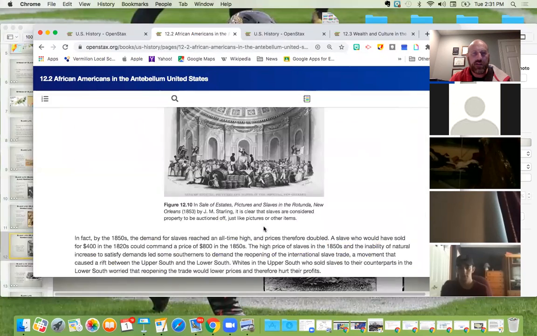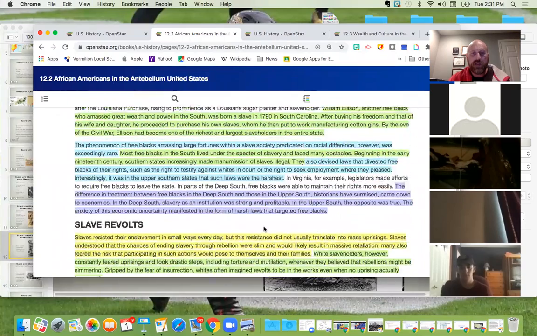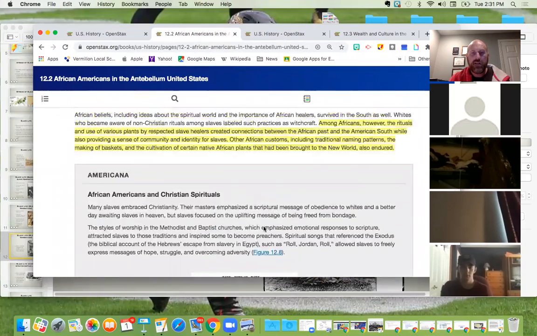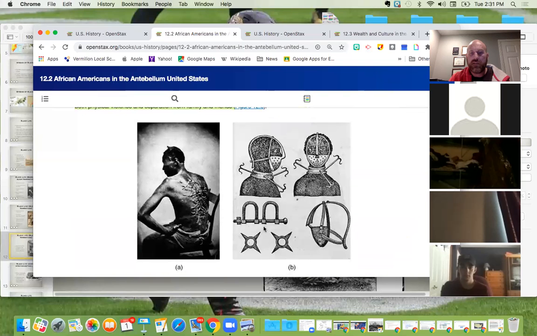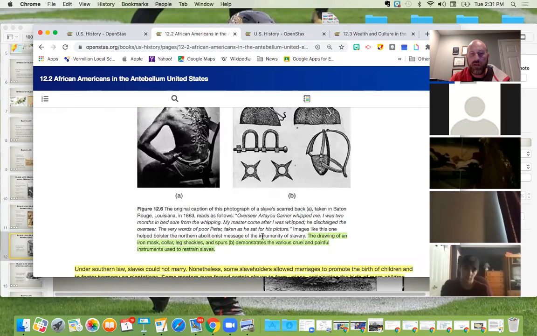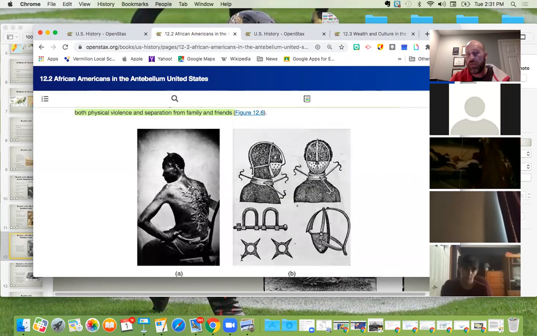And if you've gone through this chapter, you might see things like this, right? Restraints that were used that could often be cruel in nature. So punishments in which a person isn't getting whipped like this man was. The drawing of an iron mask, collar, leg shackles, and spurs demonstrates the various cruel and painful instruments used to restrain slaves or just punish them. We're going to give you a timeout and you have to experience this device while you do it. So the primary incentive is to avoid those types of negative reinforcements.